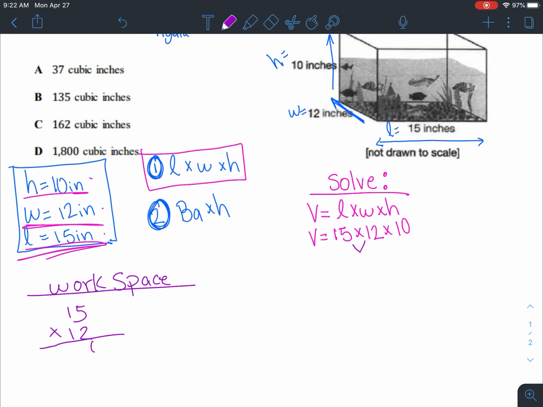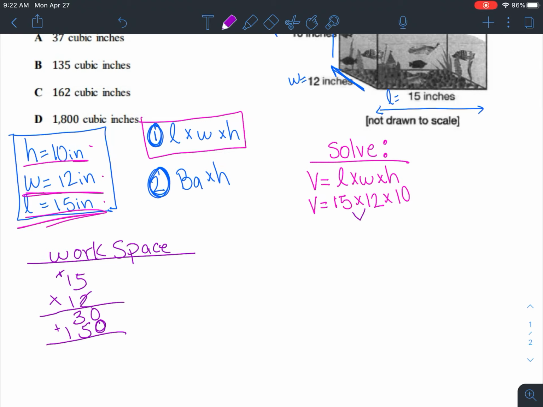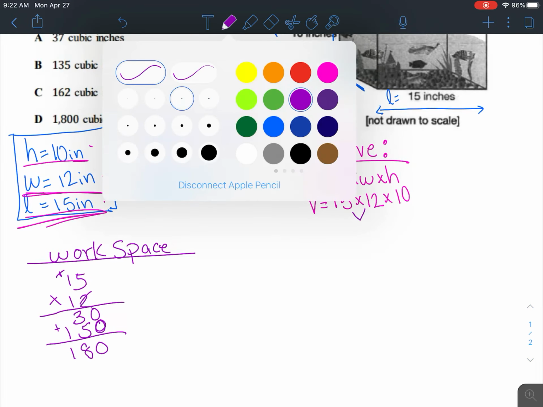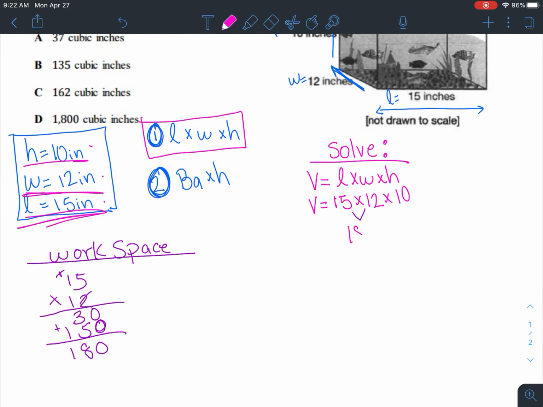2 times 5 is 10. Carry the 1. 2 times 1 is 2. Plus the 1 we regrouped is 3. I know I need to put that placeholder 0 before I move on. 1 times 5 is 5. 1 times 1 is 1. When I add up my partial products, I get 180. So I now know that 15 times 12 is 180. I need to bring down the rest of my problem.